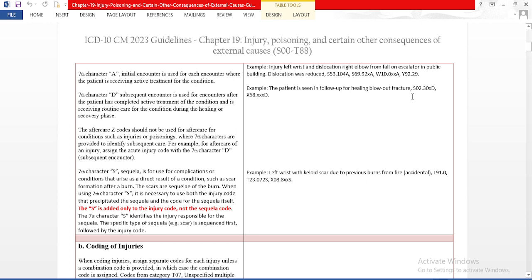Here we need to add subsequent encounter as the seventh character D, as here the patient has completed the active treatment and he is visiting for the follow-up. So here we need to code the subsequent character, which is D, as the seventh character value.